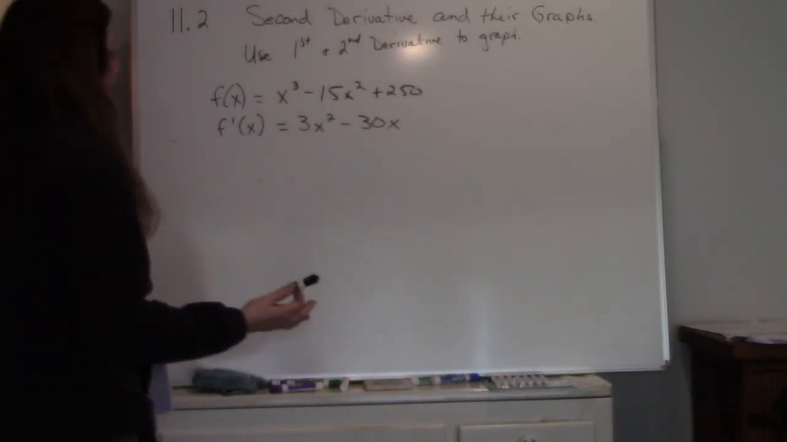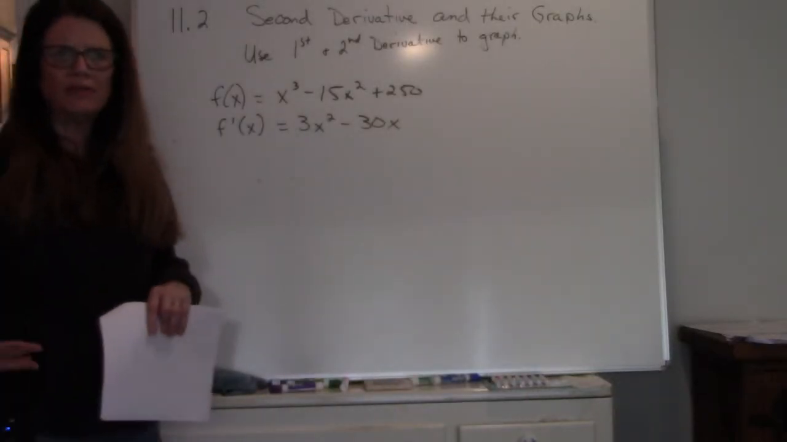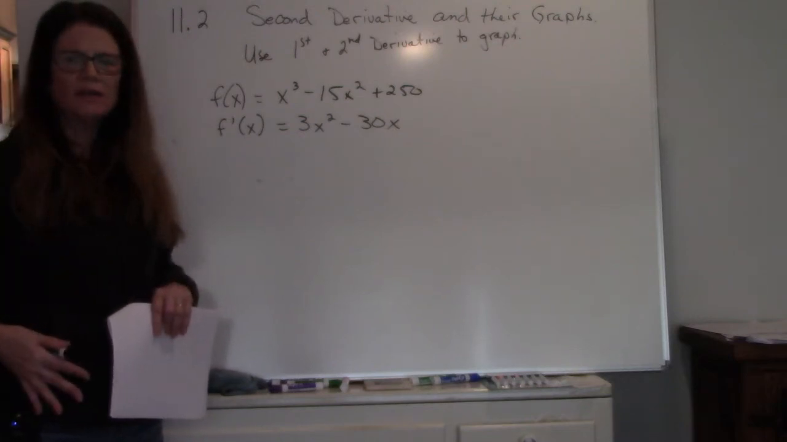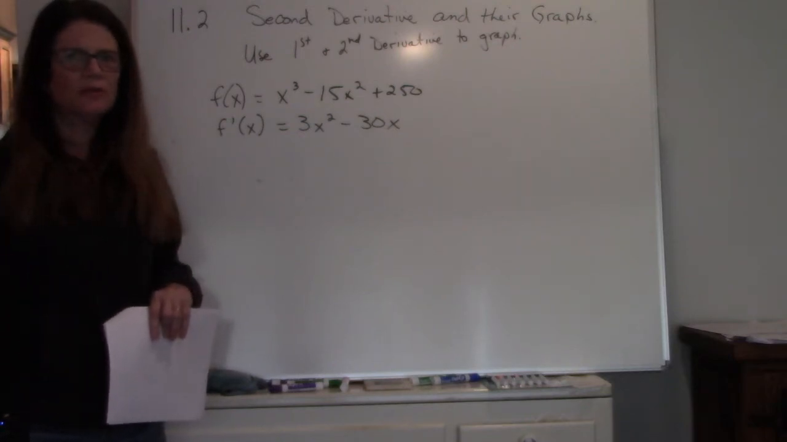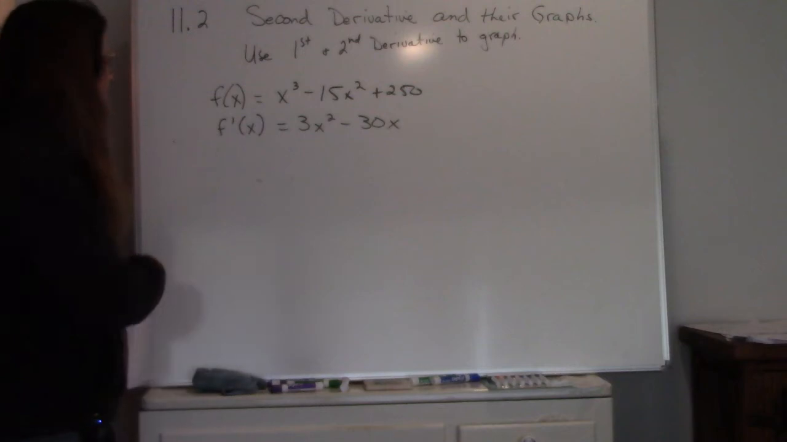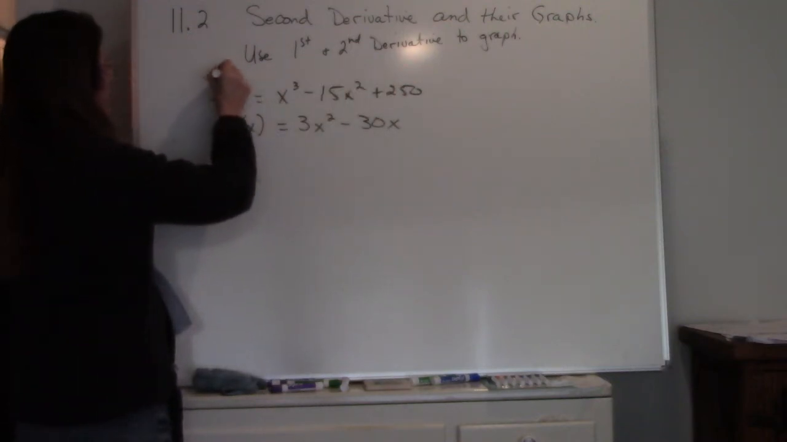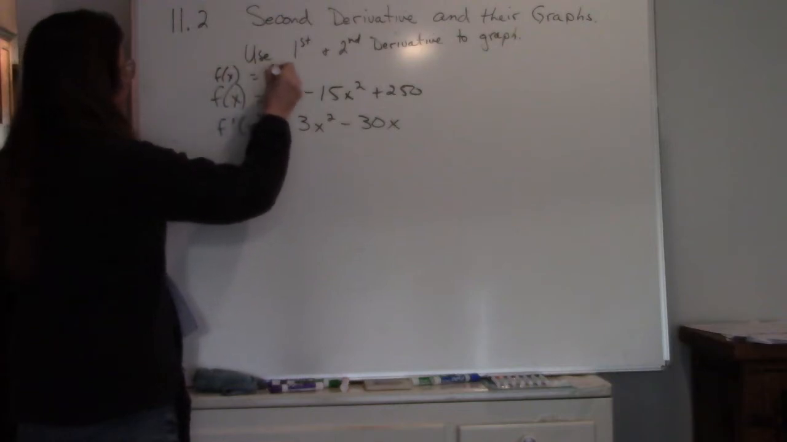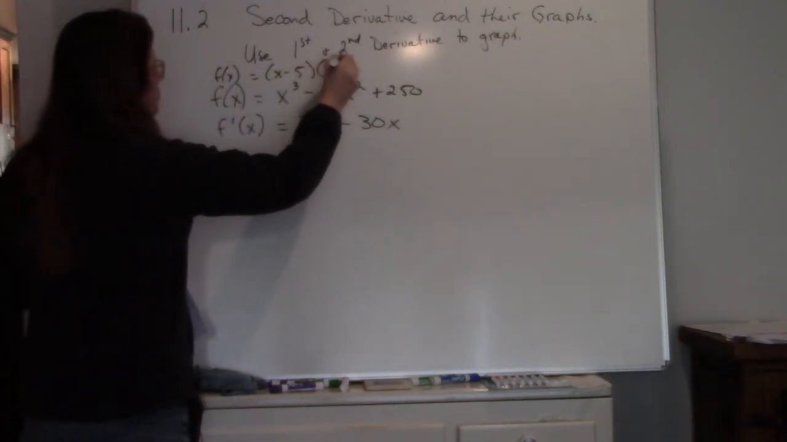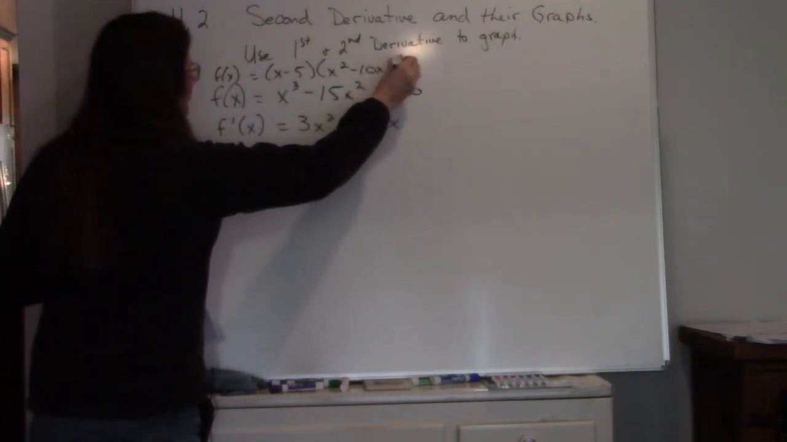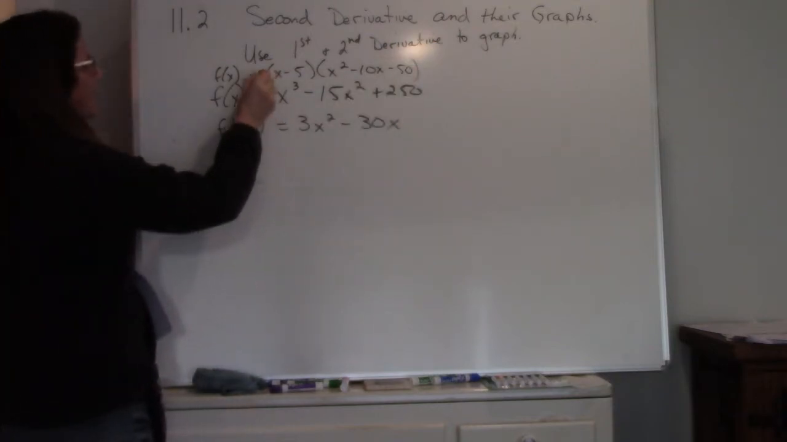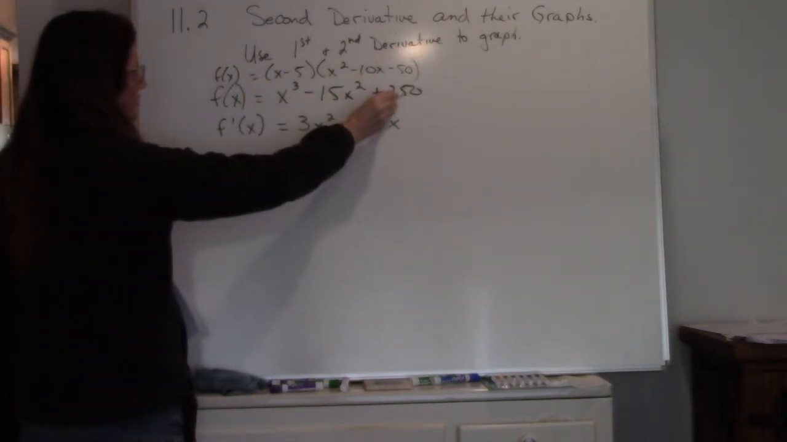So now we're being asked about concavity. So we're just continuing on. We're using both first and second derivative all on the same question. So here was our worked out problem. Remember, it started with x minus 5 and then x squared minus 10x minus 50. That's where we started. And then I distributed this through and got this function.